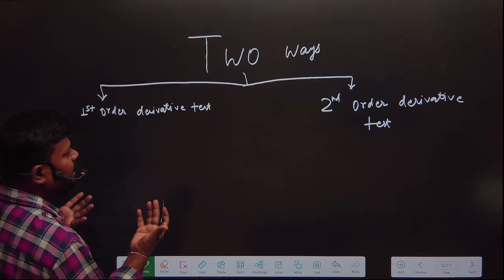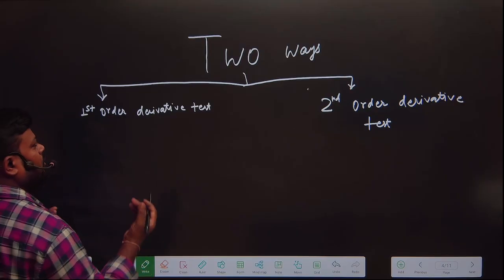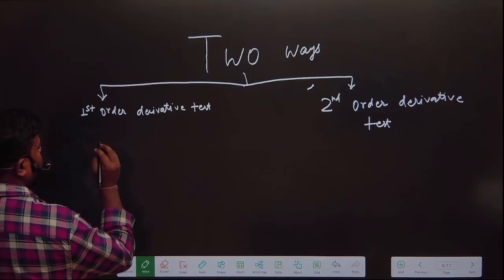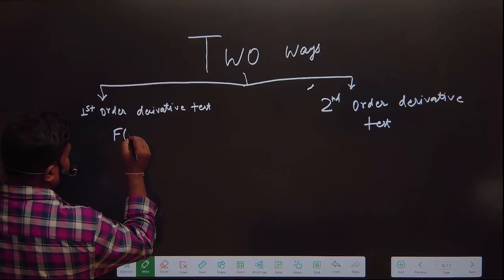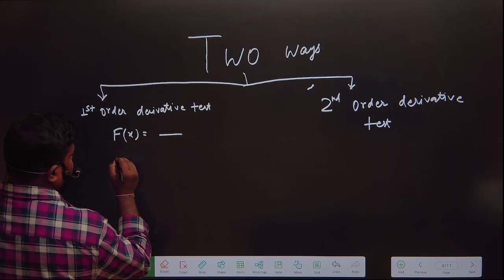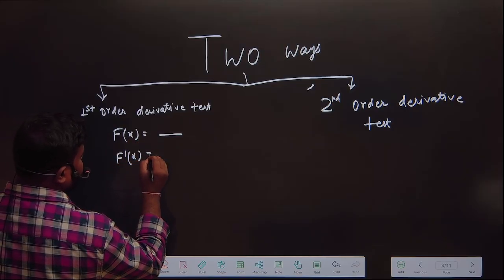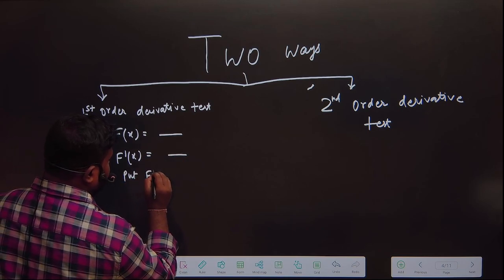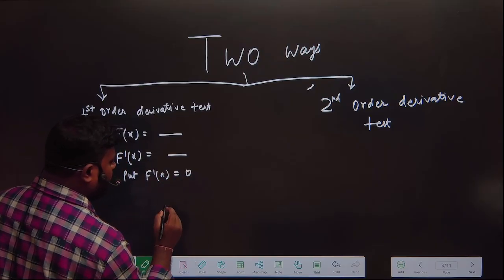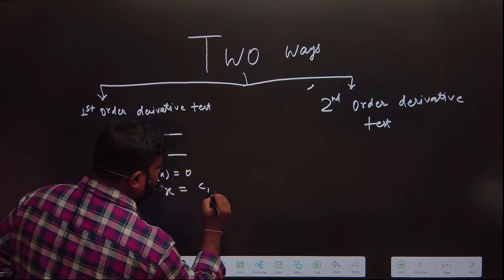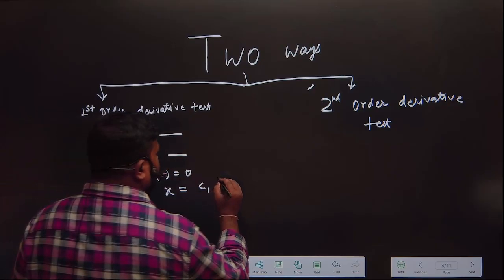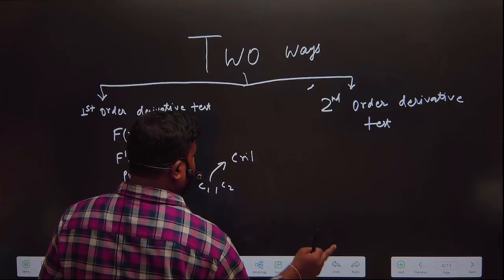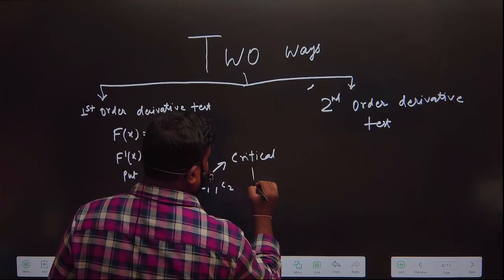Because we are doing application of derivatives, we must solve the questions using derivatives or differentiation. Now I'm assuming any function f of x is given. Then we must find the derivative f dash x. Then you just put f dash of x equals 0, and we get some values. I'm assuming there are two values. This is c1 and c2, and these are critical points.